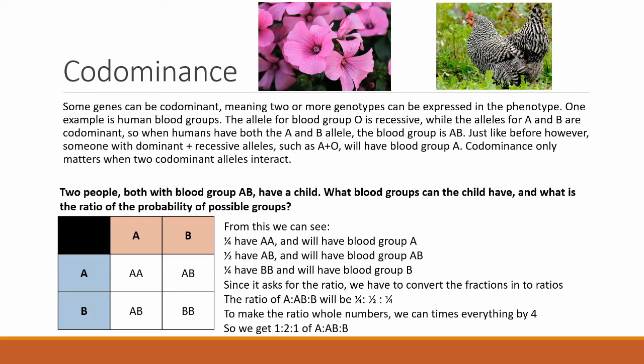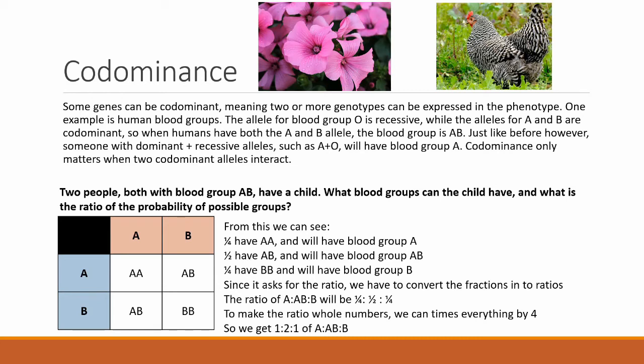And then we draw the Punnett square, and from this we can see that 1 out of the 4 will have A and A, and so the blood group will be A. 2 out of the 4, so half, will have A and B, so the blood group will be AB. And 1 out of 4 will have B and B, and so the blood group will be B.